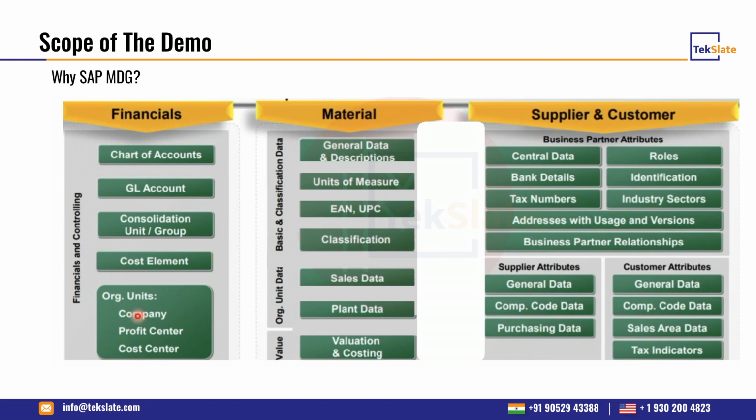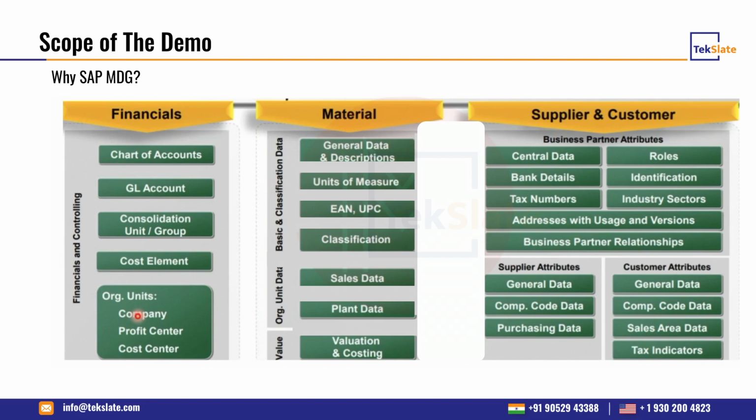Then we have org unit data, which includes sales data and plant data. Next is valuation and costing. So under the material domain, the data is segregated into many parts like valuation, org unit data, and basic and classification data. It is the same for business partners, the supplier or customer: we have central data, bank details, tax number, and address. This is how the data is segregated.